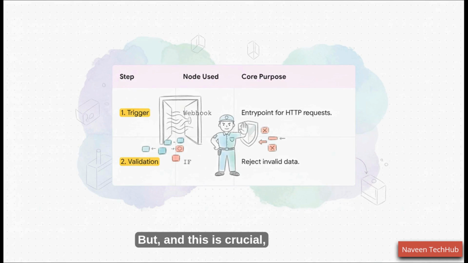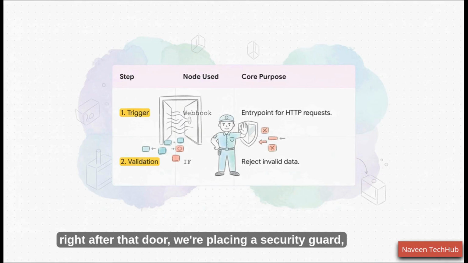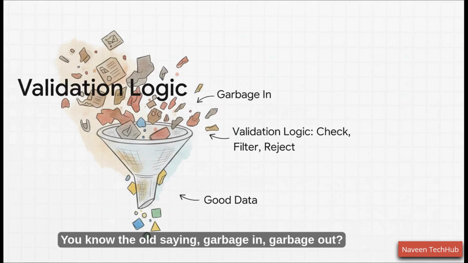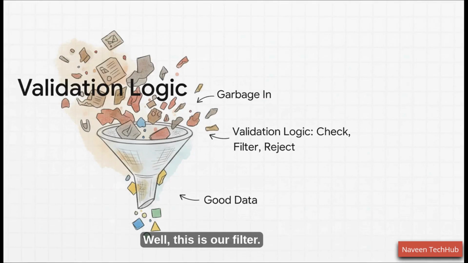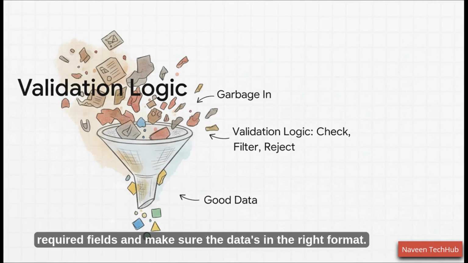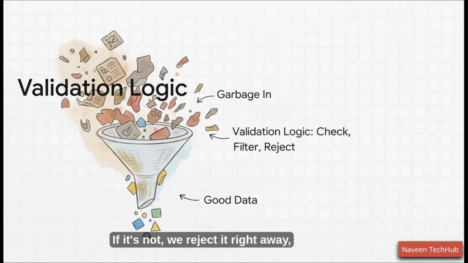But, and this is crucial, right after that door, we're placing a security guard, a validation step to make sure the data coming in is clean and safe to work with. You know the old saying, garbage in, garbage out? Well, this is our filter. Our validation logic is going to check for all the required fields and make sure the data is in the right format. If it's not, we reject it right away and send back a helpful error message. This simple step prevents so much chaos from happening later on.